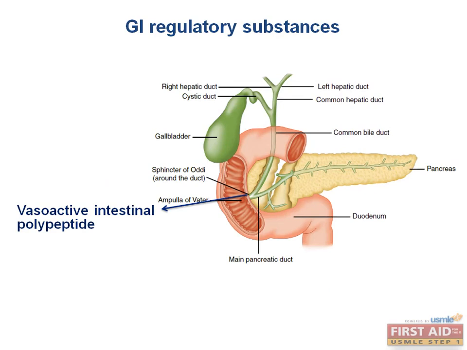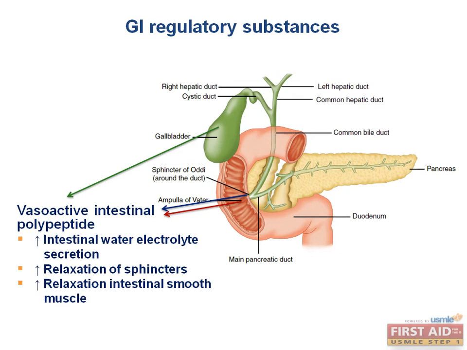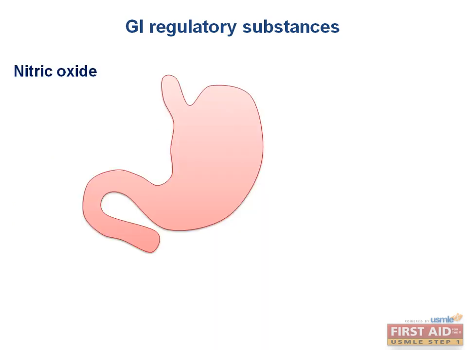Vasoactive intestinal polypeptide, or VIP, is released from the parasympathetic ganglia and sphincters, as well as the gallbladder and the small intestine. VIP is responsible for increasing intestinal water and electrolyte secretion and relaxing the intestinal smooth muscle and sphincters. This function of increasing fluid secretion can be a source of pathology in the VIPoma, which presents with copious diarrhea. VIP in the normal state is increased by distension or vagal stimulation, and it's decreased by adrenergic input. Okay, we just have a few more to go.